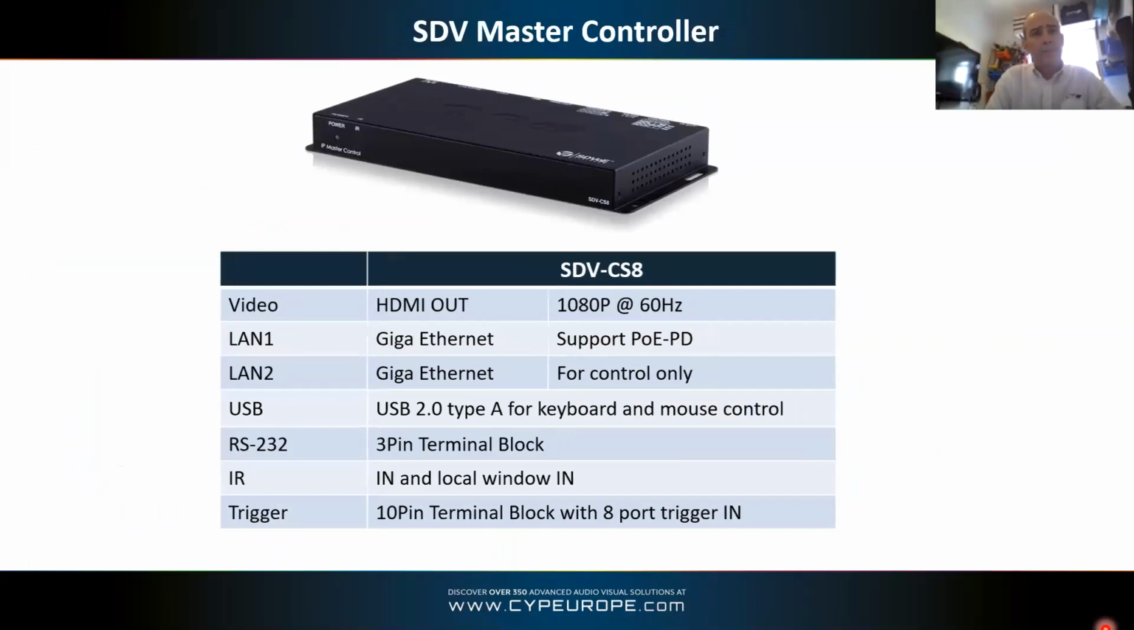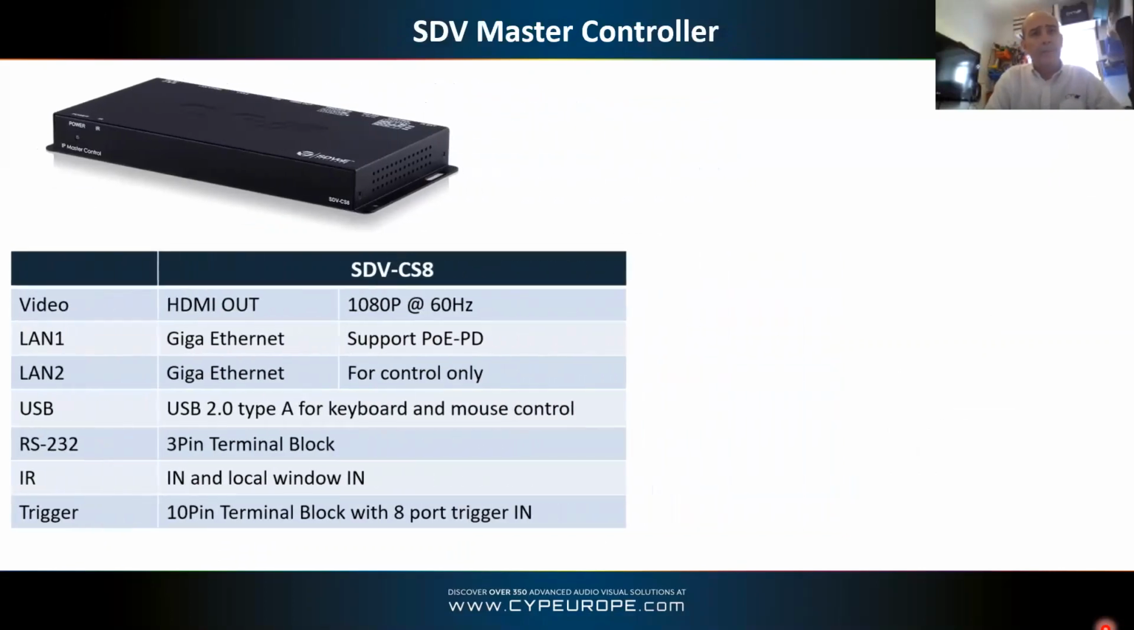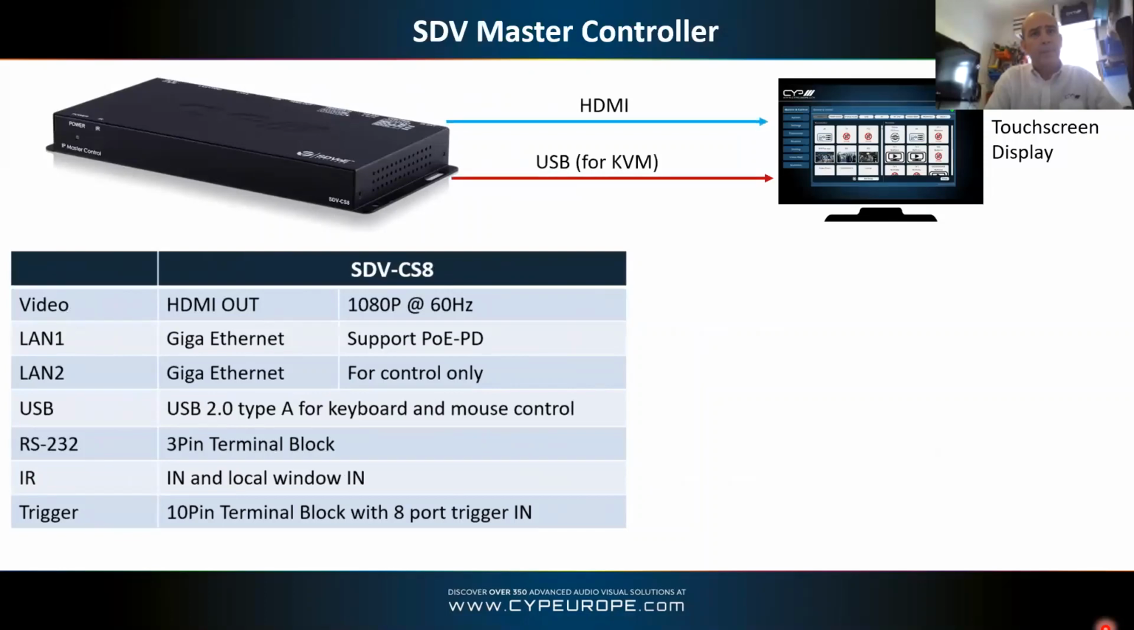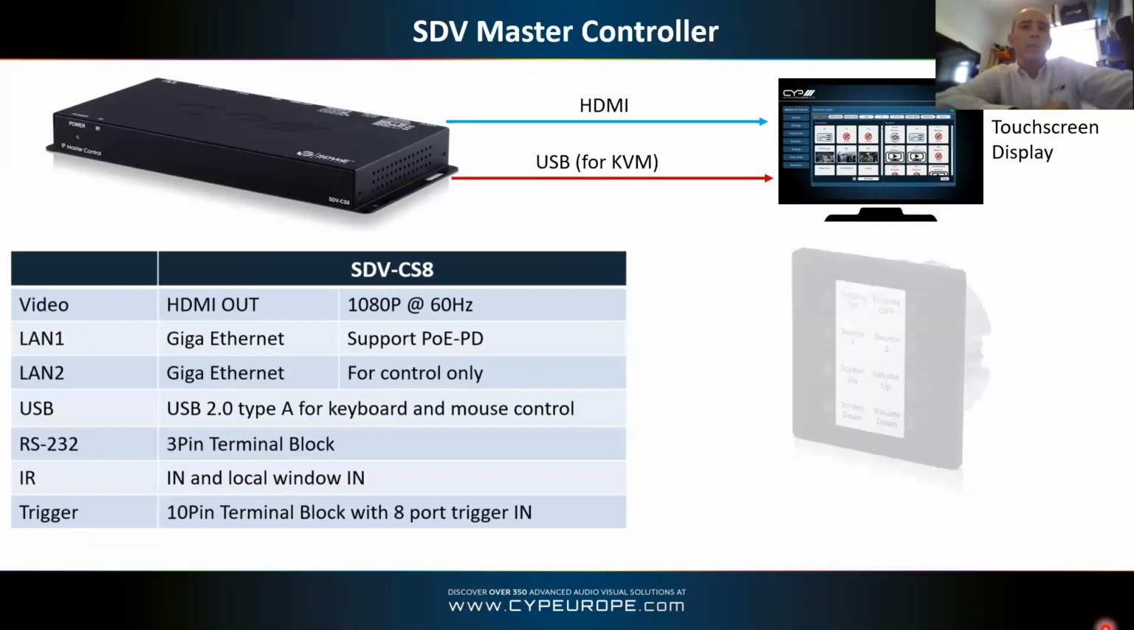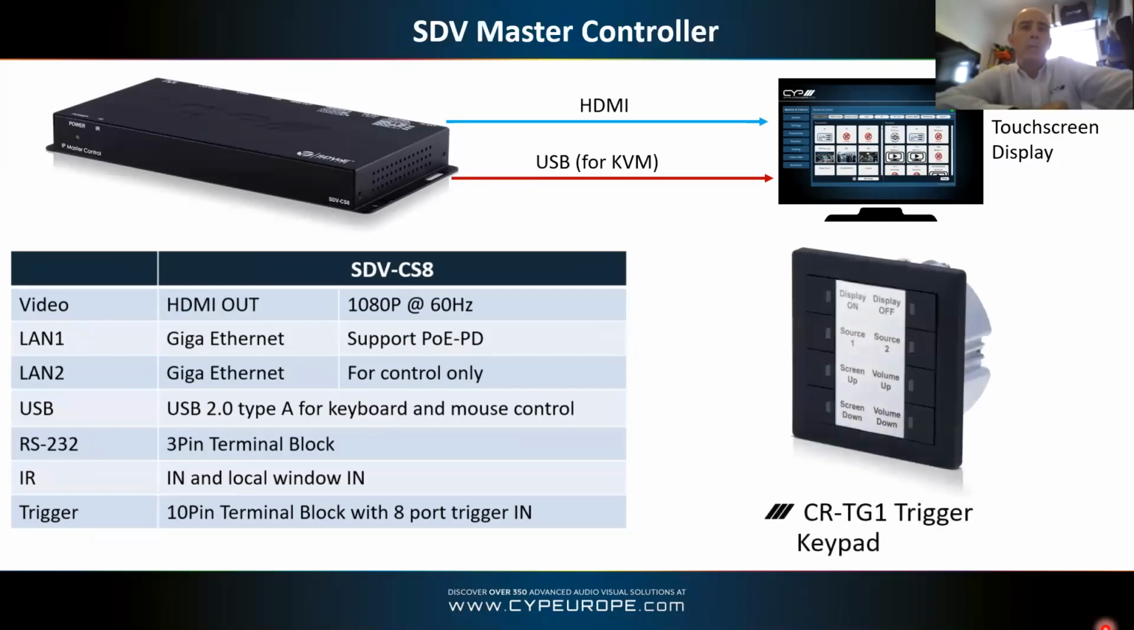Let's have a quick look at the controller. Again, like the first model we looked at in the 1 gig system, you can connect this directly to a touchscreen with the USB and HDMI cable, and then make full use of that touchscreen functionality, or you can control it through other methods. You can also plug in things like our CRTG1 trigger pad, which can trigger some of the presets that you could build into the system. So again, there's lots of useful control options for the system.